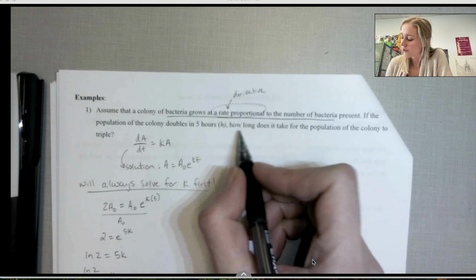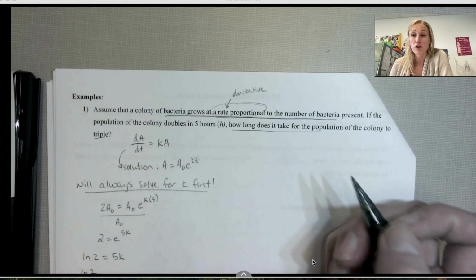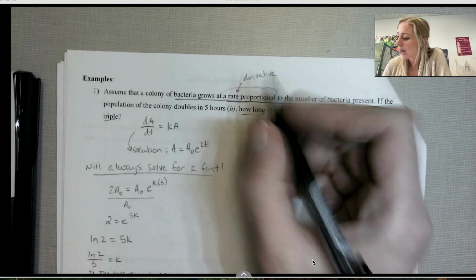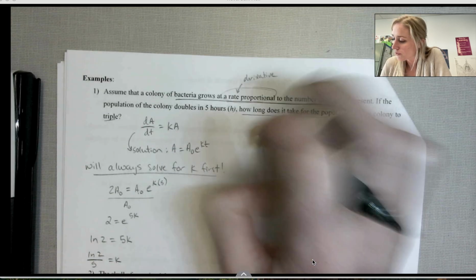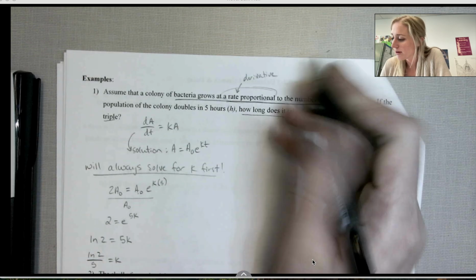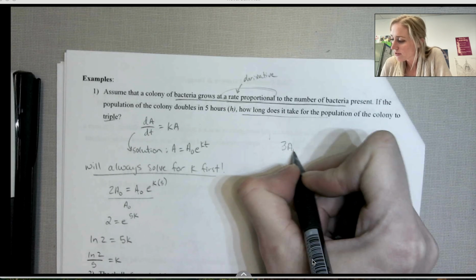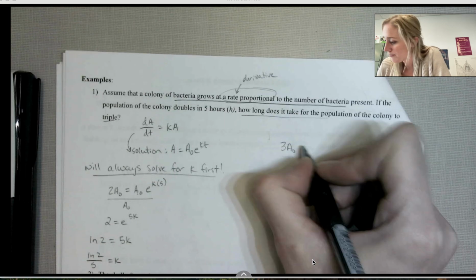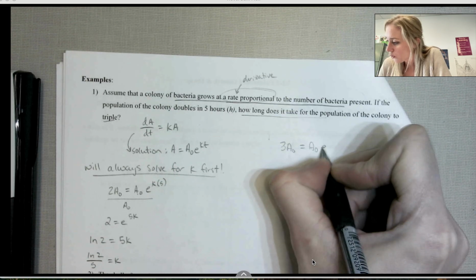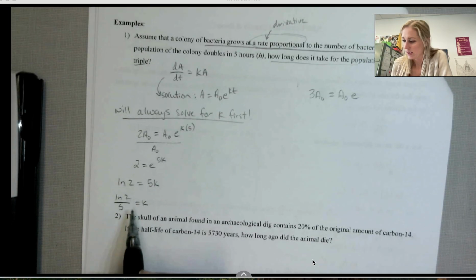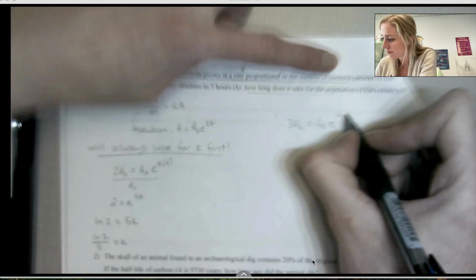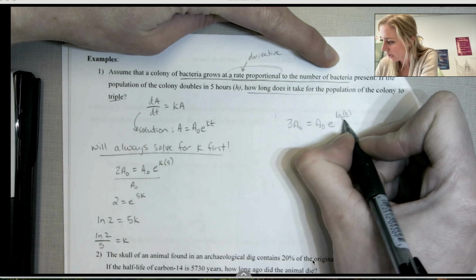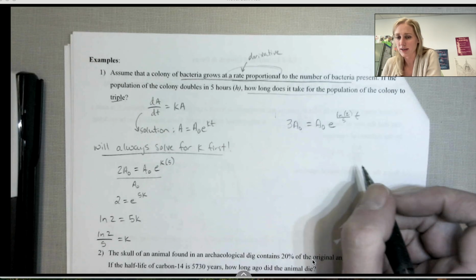So now they want us to look for how long it takes for the population to triple. So now we're solving for T, right? We want how long. So we want our amount to triple. So again, I don't know the initial amount, but if I'm tripling it, whatever the initial amount is got multiplied by 3. And again, we now know K is natural log of 2 over 5. And then we are solving this for T.